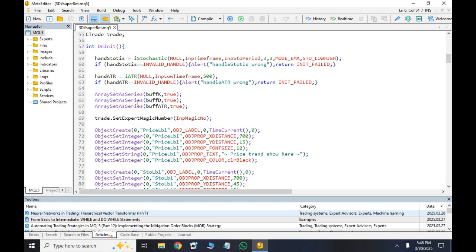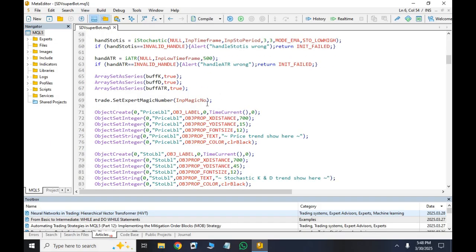And ArraySetAsSeries for buffer K value, buffer D array, and buffer ATR array. And trade dot SetExpertMagicNumber, the integer magic number set for the expert.